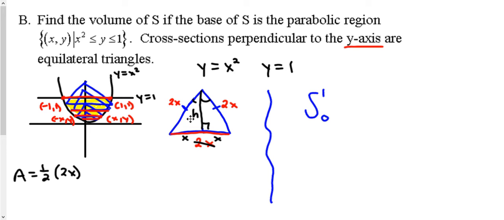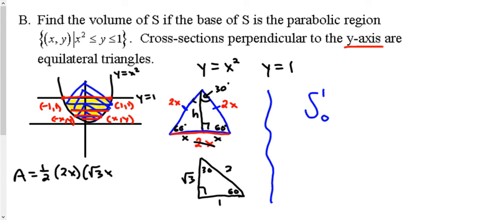Now, if we bisected this angle, all these angles were 60 degrees because it's equilateral, they're all the same. So now this one's 30 degrees. So now we've got our 30, 60, 90 triangle. We could use our special ratio. Right? We know in a 30, 60, 90 triangle, this goes square root of 3, 2, 1. And look what we have here. We have 2x right here, 1x right here. So this side should be square root of 3x. So I know my height is the square root of 3x.